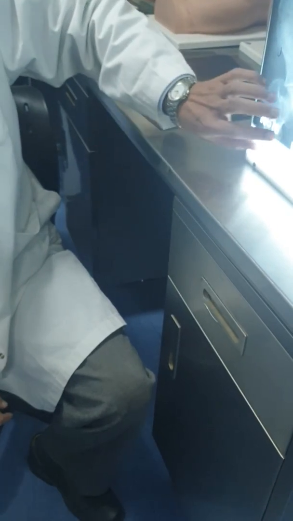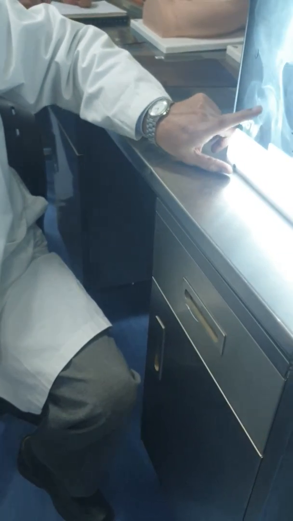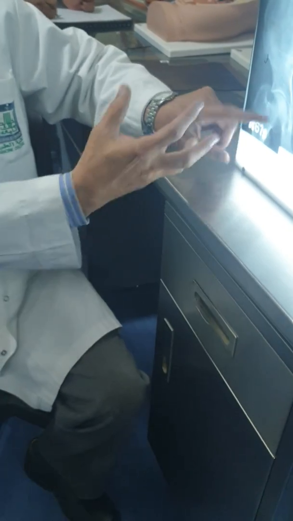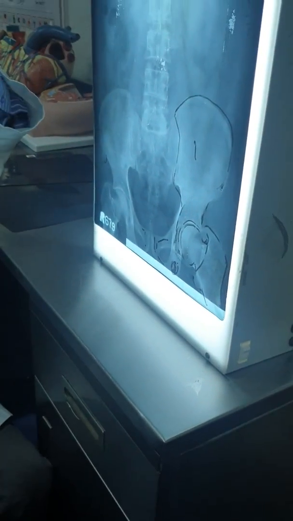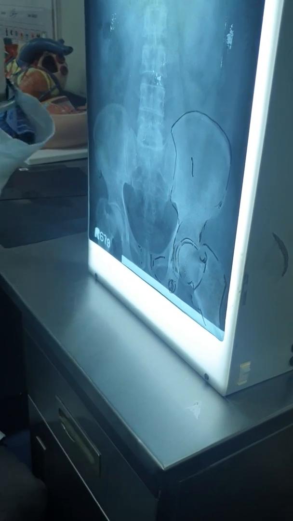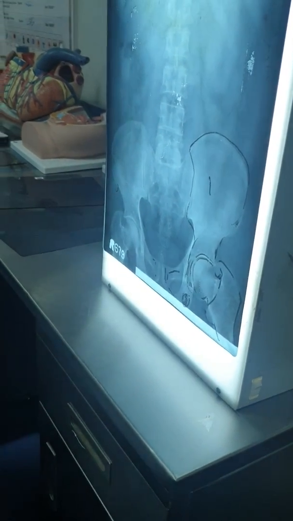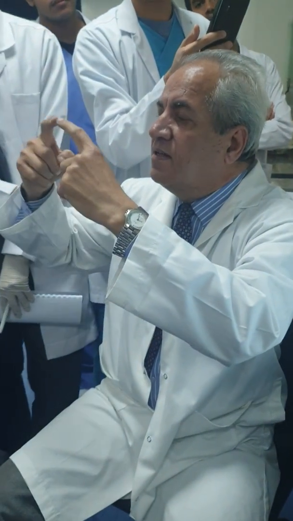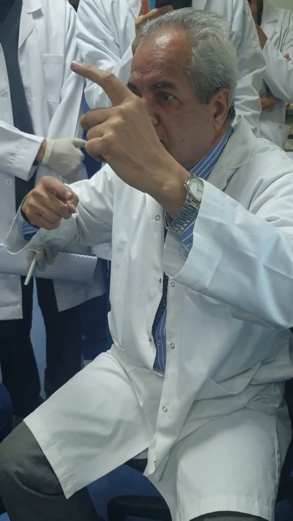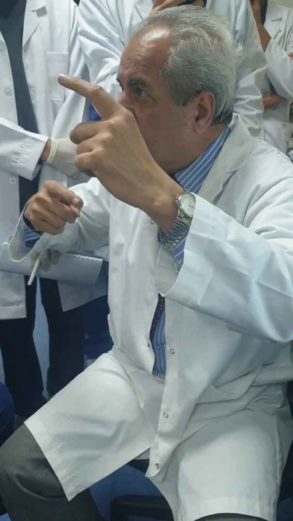Commonly the neck of the femur. If the neck of the femur is fractured, this line becomes disrupted. It's not continuous. This is a line formed by two bones: the lower end of the neck and the upper border of the obturator foramen, continuous. But if there is a fracture, the line becomes disrupted. So this is the importance of Shenton's line.